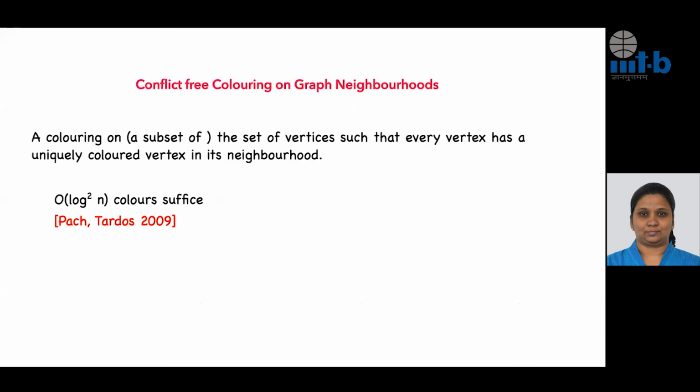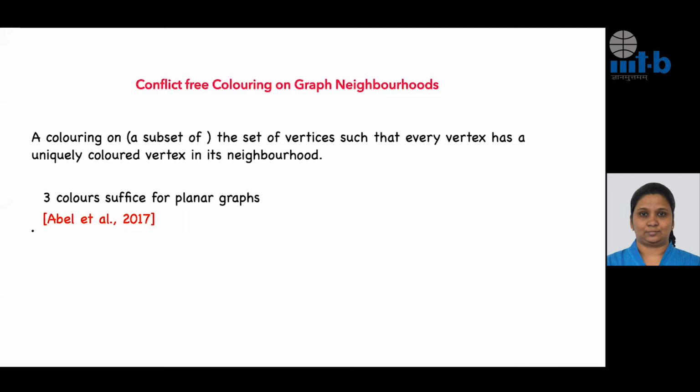So again, with respect to graph neighborhoods, researchers have looked at the question of how many colors are needed. In 2009, Pach and Tardos showed that log square n colors are sufficient if you're working with a simple graph of n vertices. Extending the result, a very interesting result was published in 2017 by a set of authors.